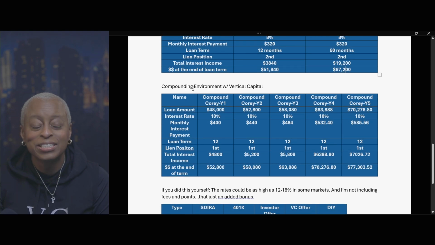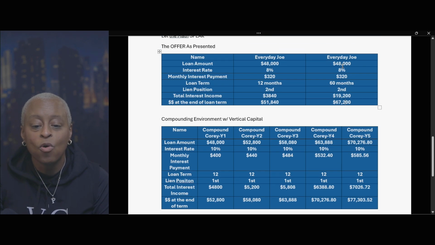Not bad. If you let it sit for 60 months, or is it? Let's take a look and see how this would look if you kept your $48,000 moving year after year after year after year for 5 years, instead of it sitting in one deal for 5 years, right? So again, we loaned our principal and interest back out year over year for 5 years. Let's see what that looks like.